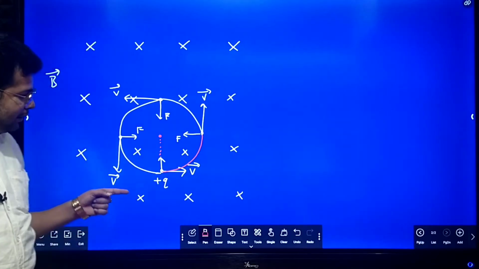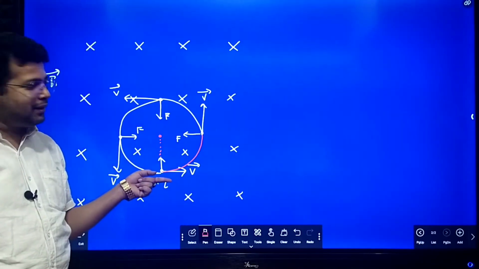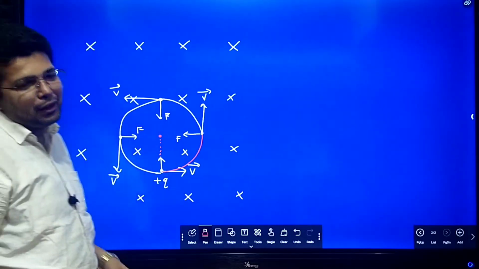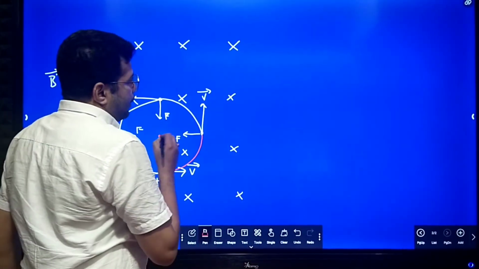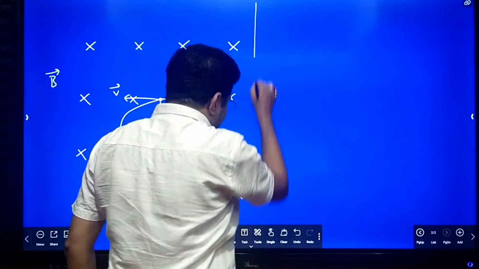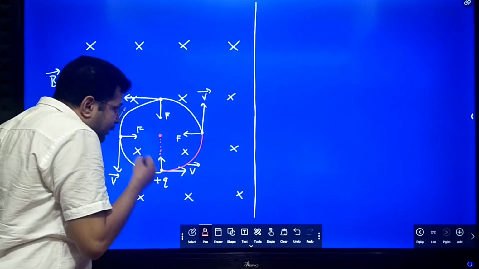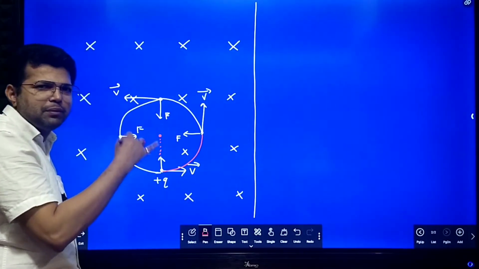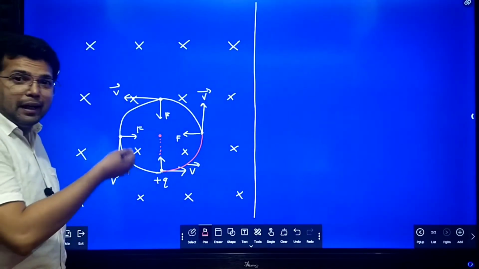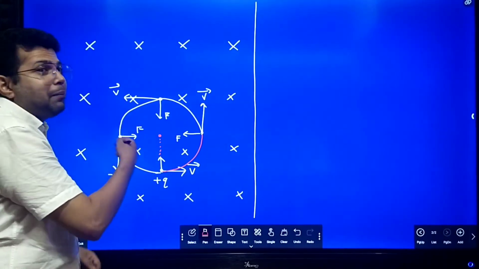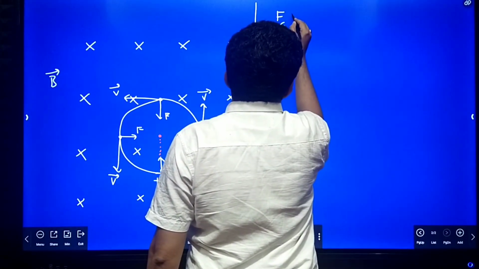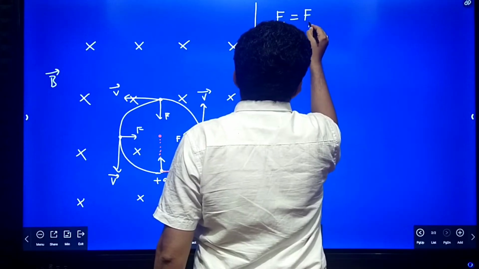When a charged particle is fired perpendicular to the direction of magnetic field, then the charged particle will move in a circular path. In this case, what is the equation for radius? Now, how to calculate radius? We have to understand who is responsible for centripetal force. If the charged particle is moving in a circular path, there has to be some centripetal force. That centripetal force is provided by magnetic force here. Centripetal force required for the revolution of the charged particle is provided by magnetic force.